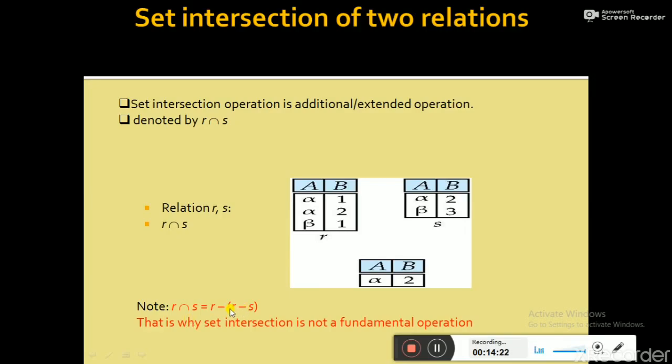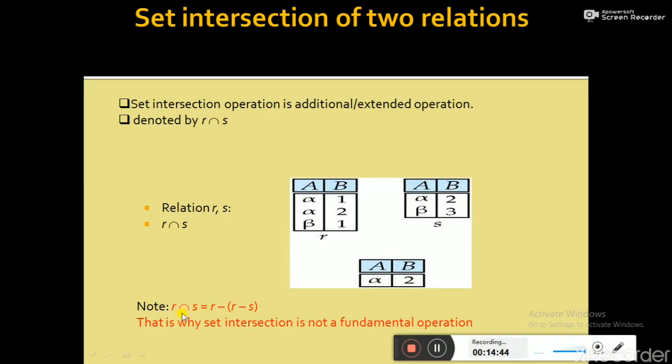That means with the help of the set difference operation we can achieve the same result as R intersection S. So that means the result of R intersection S is the same as the result of R minus S. So you can check it on your own that these two operations are the same. That is why these two operations are equivalent.